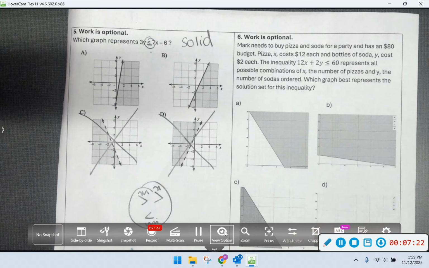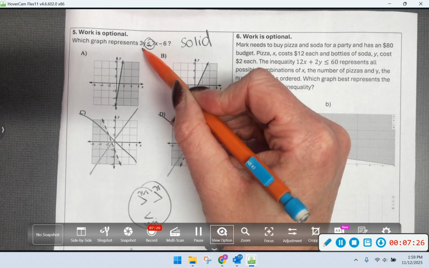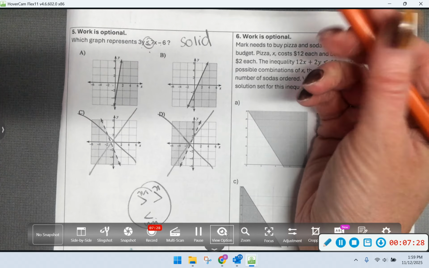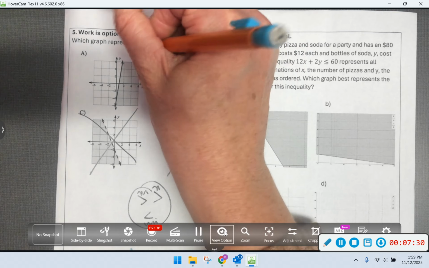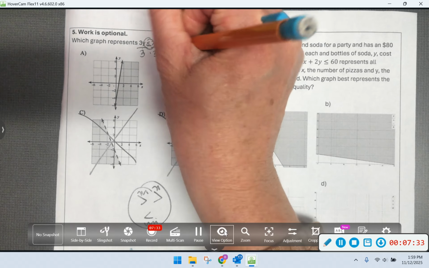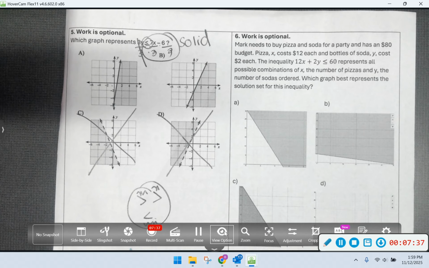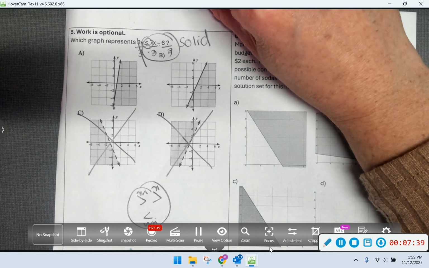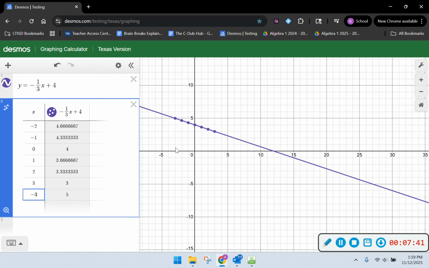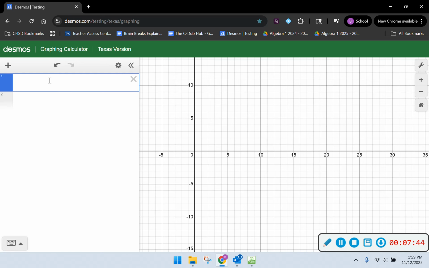So that means we need to go type these into Desmos to see which one is correct. Now, right now, this y is not by itself. It has a 3 in front of it. So to get rid of that 3, I'm going to divide everything by 3. All right, so I'm going to go type this into Desmos to see which graph matches. So let's go to Desmos. I'm going to type in y equals 7x divided by 3 minus 6 divided by 3.